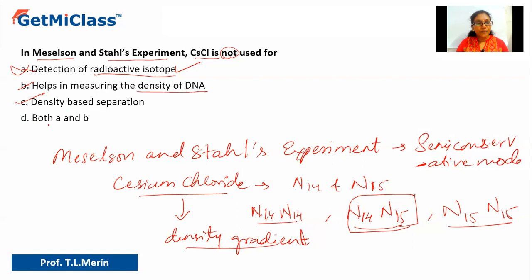Option D says both A and B, which is not our answer, because we are looking for the one which says that in Meselson and Stahl's experiment, cesium chloride is not used for the detection of radioactive isotope. So that should be the correct answer for our question. So let us conclude. The answer is option A. I hope you understood the explanation.